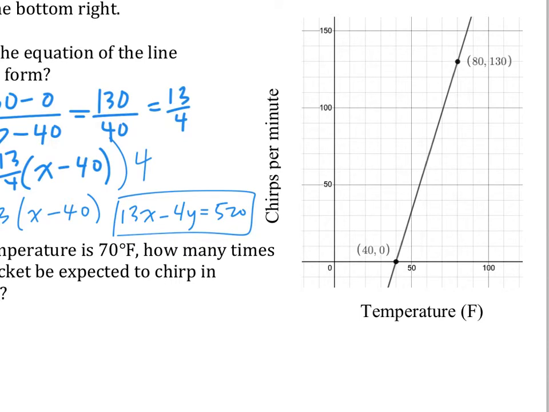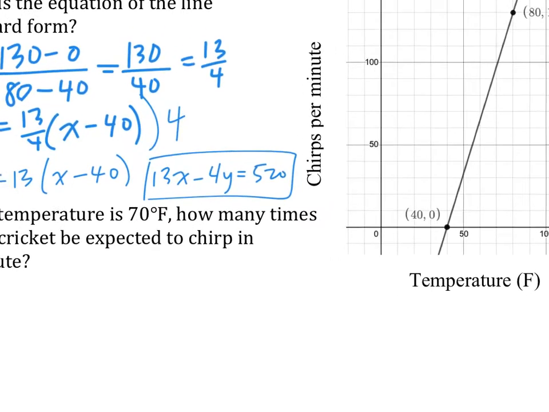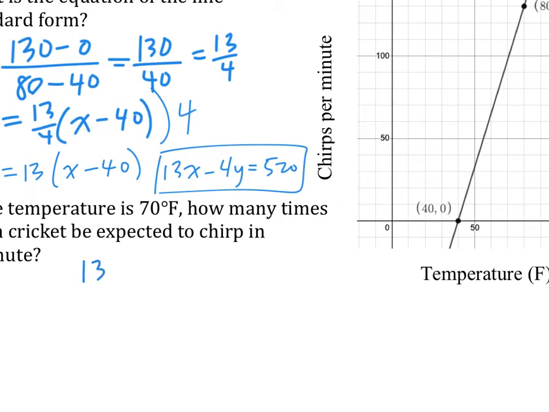Temperature, is it x or y? X. We want to figure out how many times it's going to chirp. What are we looking for, x or y? Y. Correct. So let's take this equation, 13x minus 4y equals 520. We know that x is 70 because that's given to us. We want to figure out y. How do we do that?